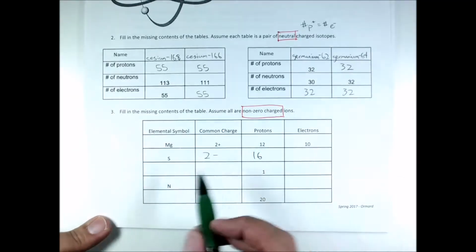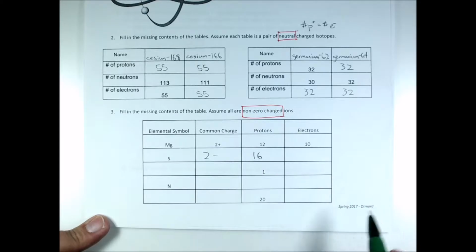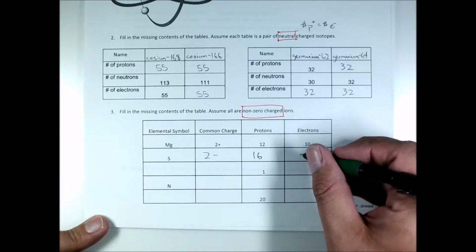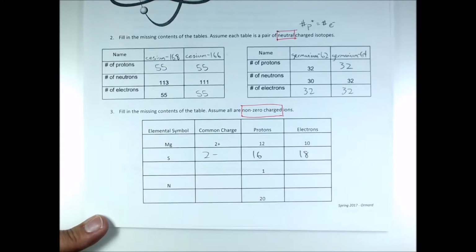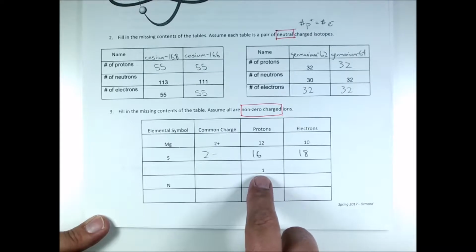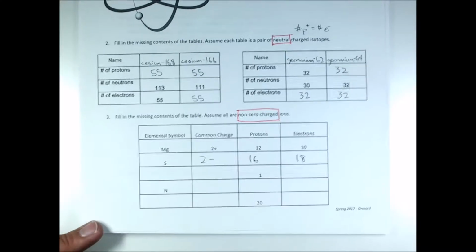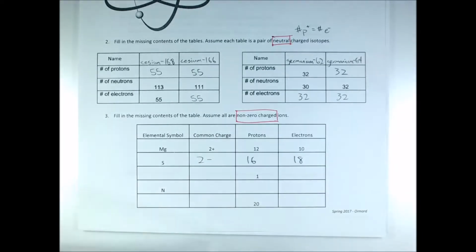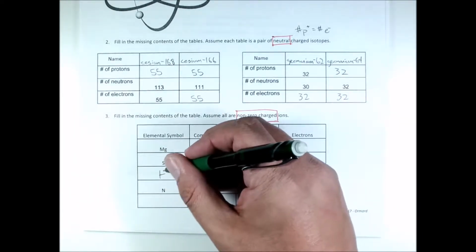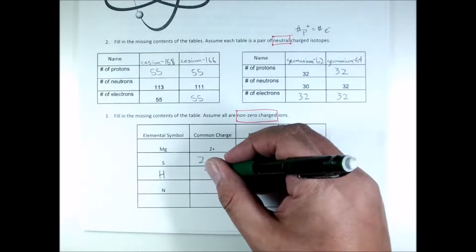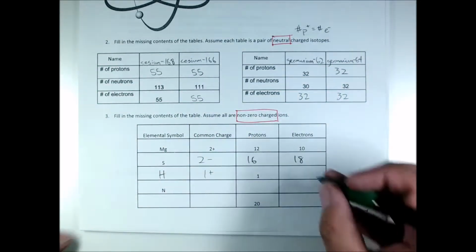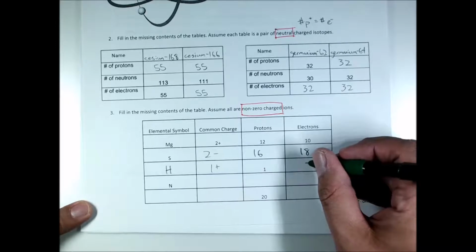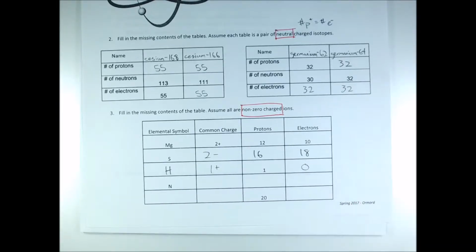And if we have a 2- charge, that means we have 2 more electrons than protons. So 18. All right, here a proton, that tells us what element it is. So it's element number 1, which is hydrogen. Hydrogen, being in the first row, has a common charge of +1, and recall that hydrogen ions have 0 electrons, and they're typically referred to as a proton for short.